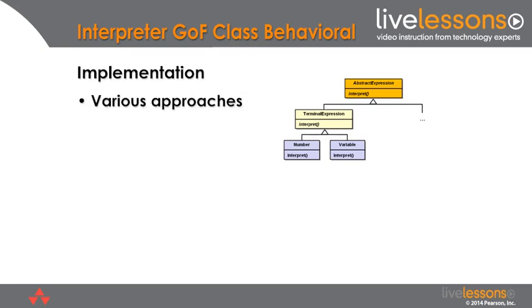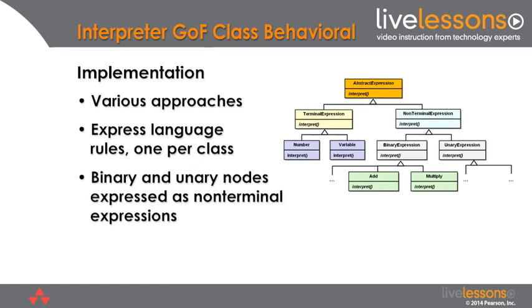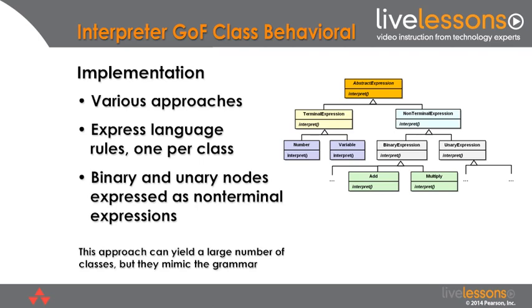There's a variety of different ways to implement this pattern. As we mentioned before, one approach is to define different language rules, one per class. For example, literals could be translated as terminal expressions, things like numbers or variables. Likewise, you could have binary and unary nodes expressed as non-terminal expressions. One of the consequences, of course, is you can end up with a large number of classes, but the classes mimic the grammar. So as long as the grammar is fairly understandable, the class design will also, hopefully, be understandable as well.